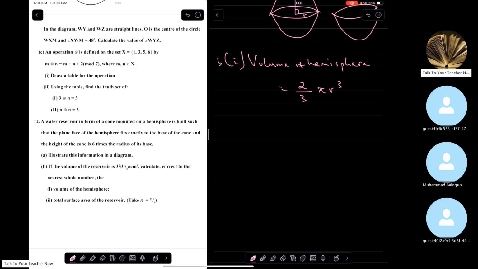Now, before we can find the volume of the hemisphere, what do we need? Do we have everything we need?